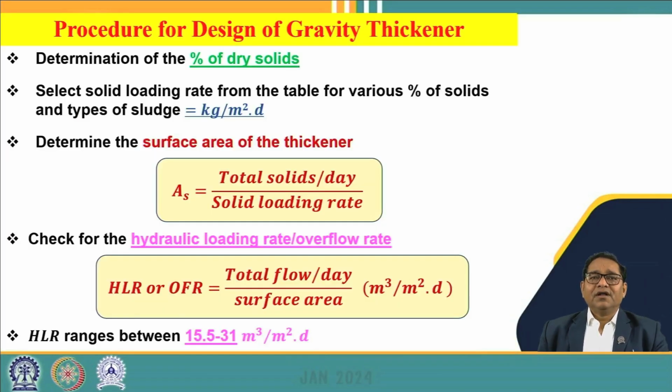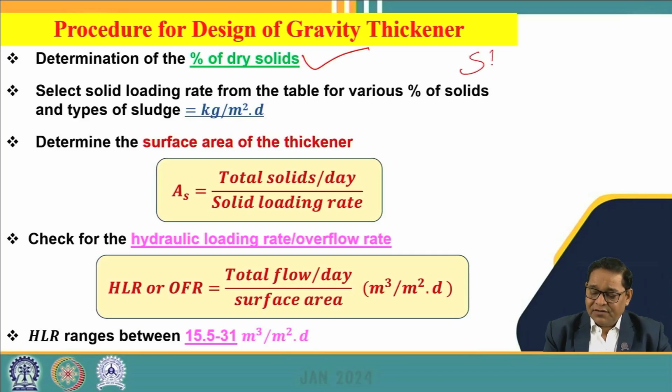So here let's see the procedure for design of gravity thickener. First is the determination of the percentage of the solids, because we have to select a proper solid loading rate. First of all we should know what the initial percentage of dry solids present in the sludge is, and then depending upon this percentage of solids and the type of the sludge, we can assume a particular sludge loading rate.